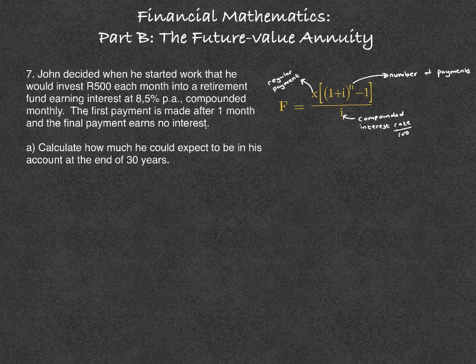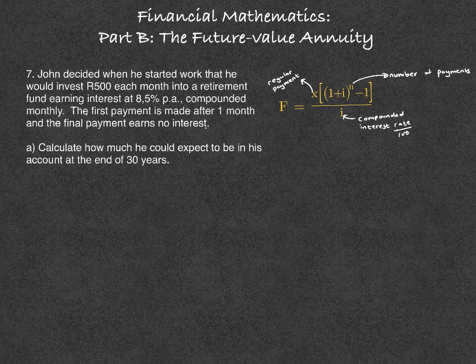Question 7. So I think you can try this question on your own. There's two parts to this. 7a is calculate how much you could expect to be in his account after 30 years, and it's quite straightforward, well, except for one small thing. And then the second question, b, is to do with Jonah, and it's a comparison. Let's look at question 7. I urge you to do question 7 on your own, and then just mark your answers. So you can pause the video and try it on your own.